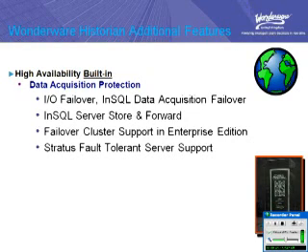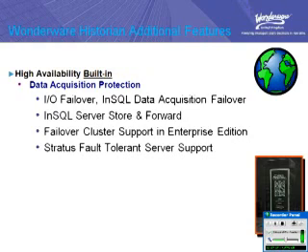The high availability, if you need to protect your data acquisition, then we have two mechanisms. We have a software mechanism and a hardware mechanism. The software mechanisms are point-and-click configuration within the Historian, and these are comprised of I/O failover, in-SQL data acquisition failover, and in-SQL Server store and forward. The store and forward is a very commonly used one.